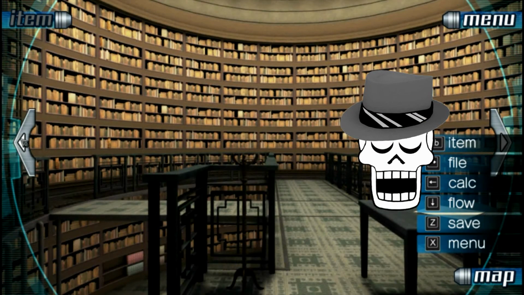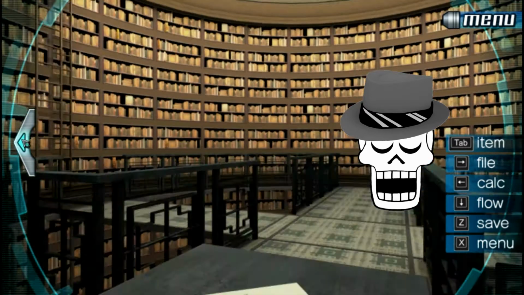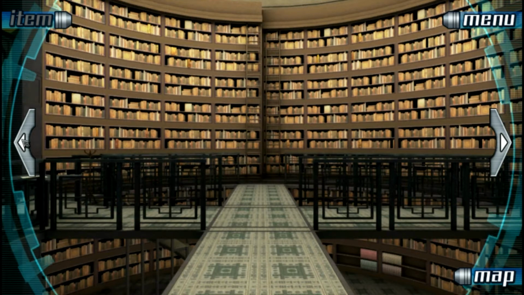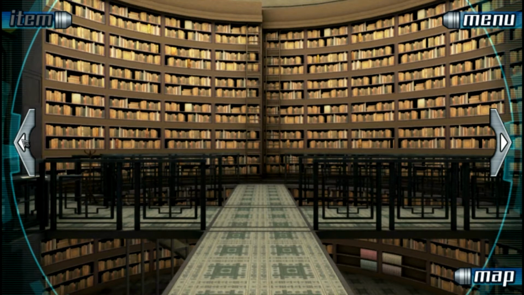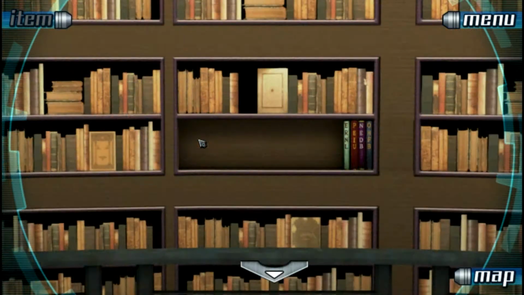Alright, let's see about solving this puzzle over here. We're definitely gonna have to find the key. That is our puzzle. And it will be a journey towards the solution to the puzzle, that's for sure. So let's check some stuff here.